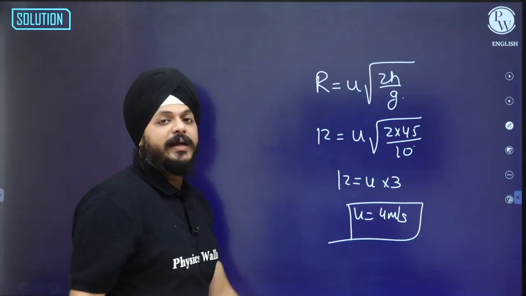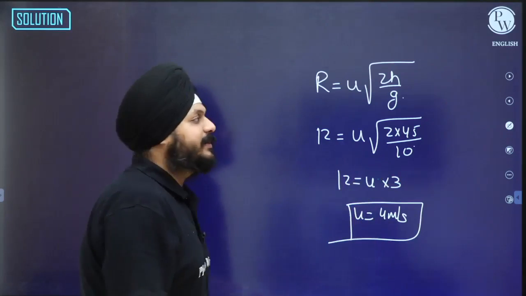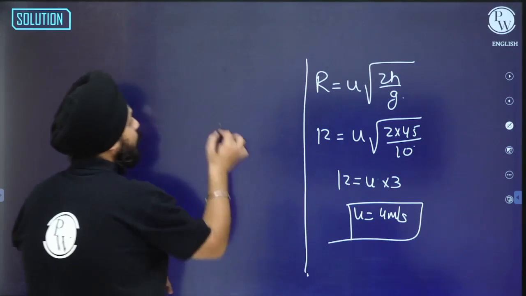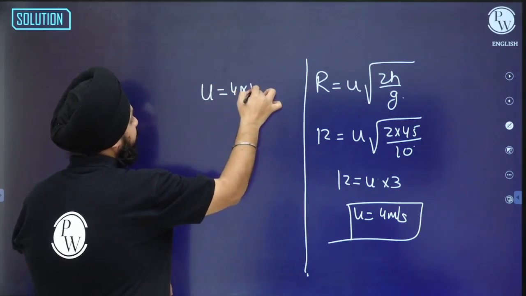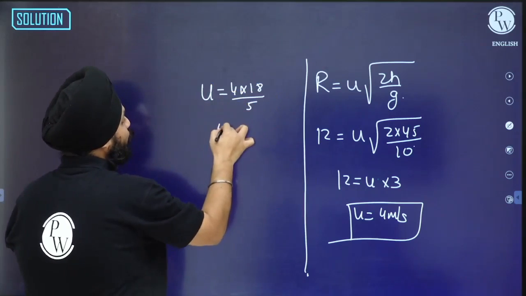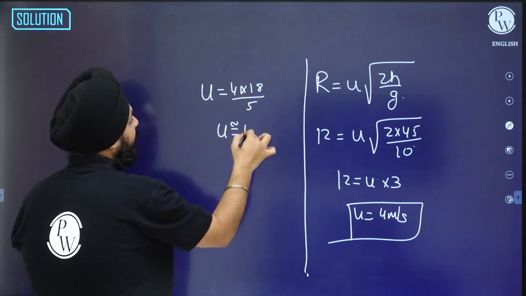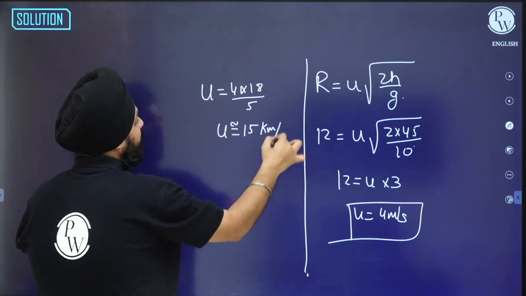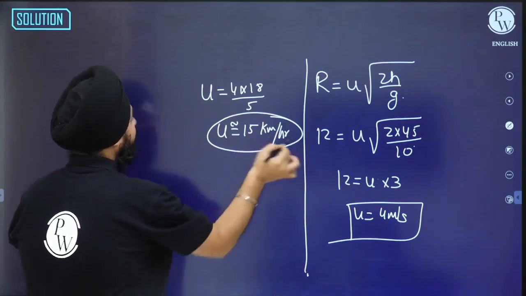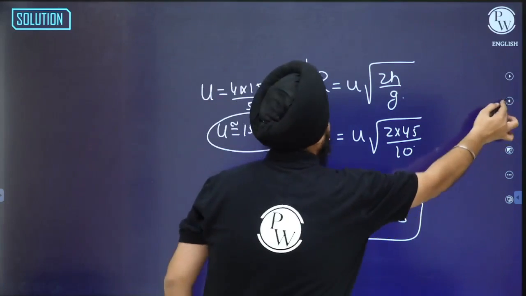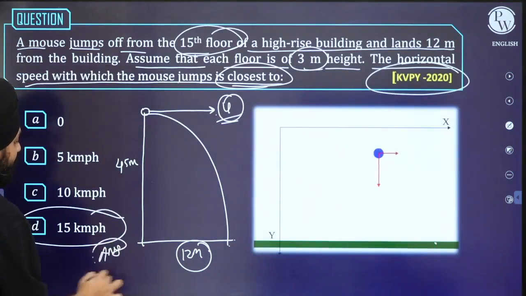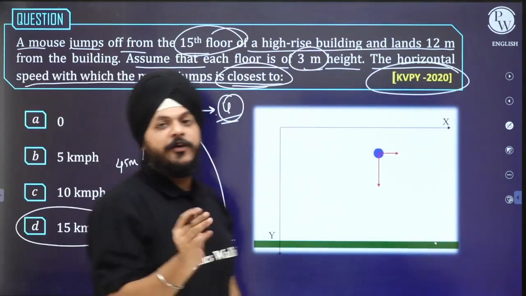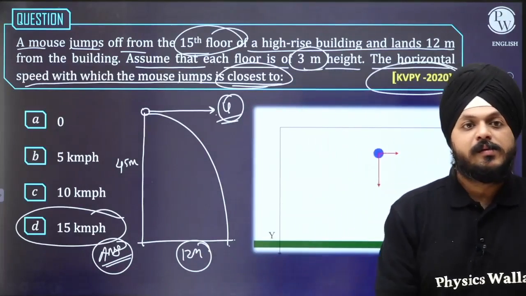But the options are in kilometer per hour. That much easy it is. So if you want to convert this into kilometer per hour, that is 4 into 18 by 5, so you will get approximately 15 kilometer per hour. It is 14.4, but we need the closest value, 15 kilometer per hour. D is the perfect answer for this specific question.